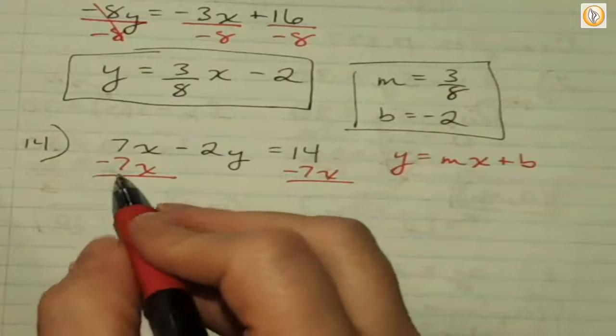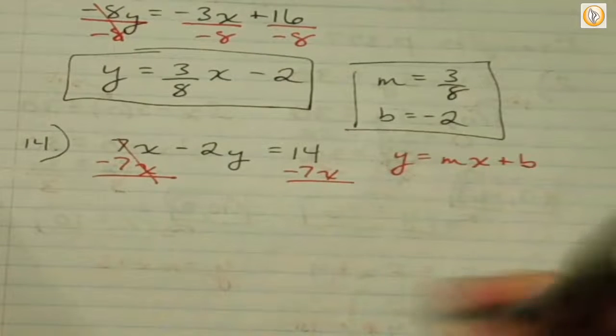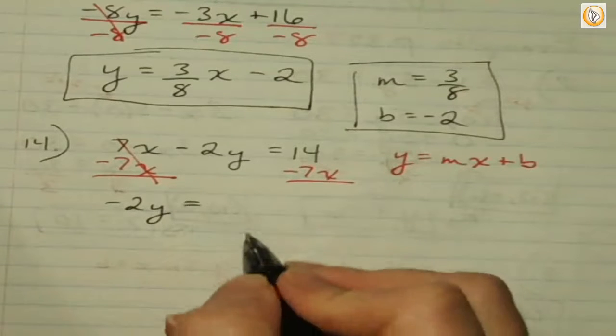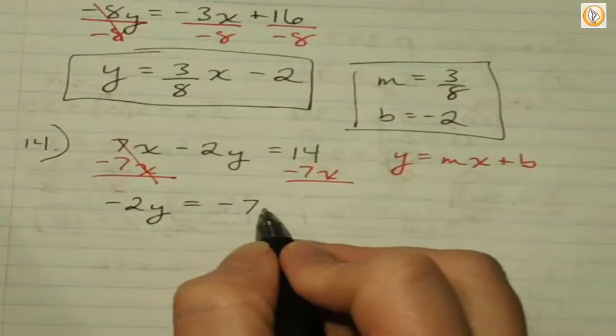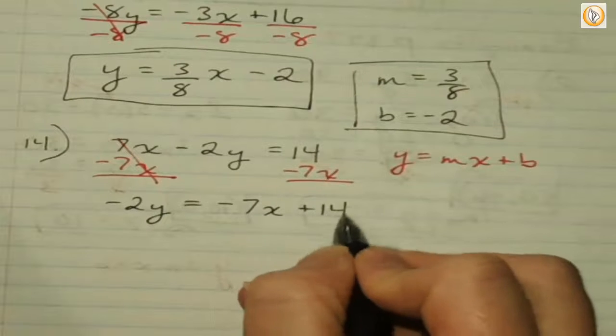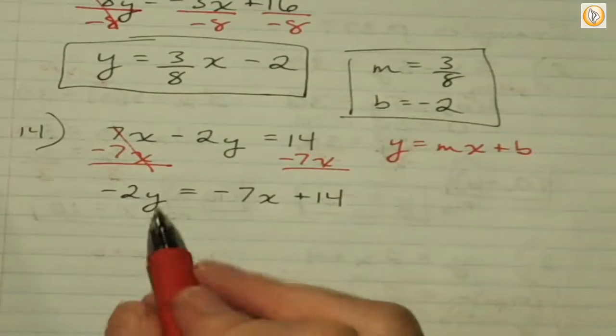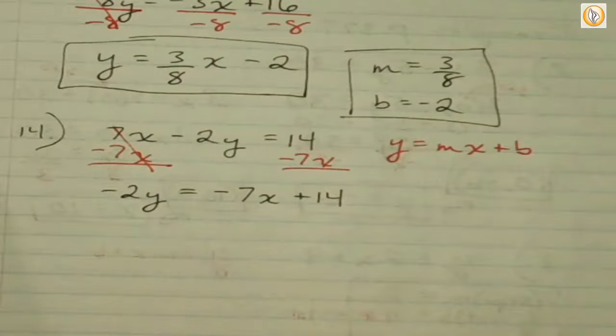Yes. Don't just write it down, actually think about what you're writing. So that would be -2y equals -7x plus 14. Perfect. Which is the... not yet, or almost. Y is not by itself.